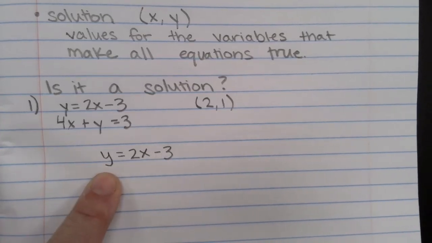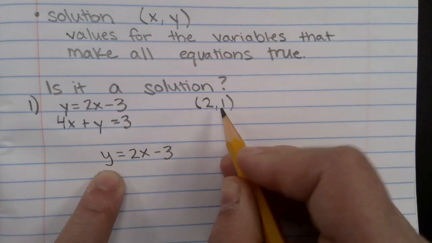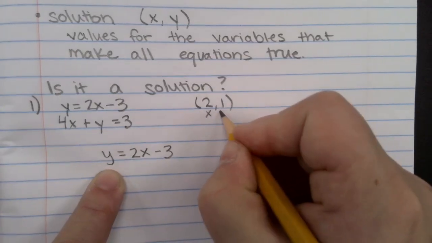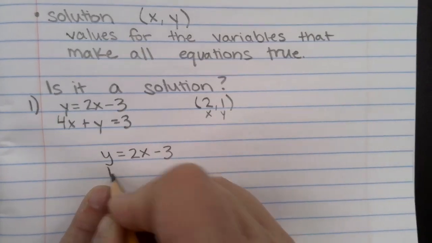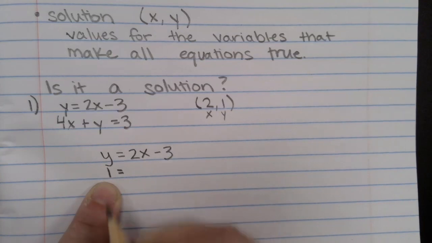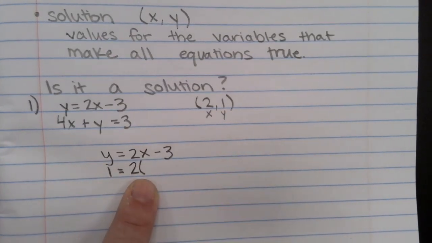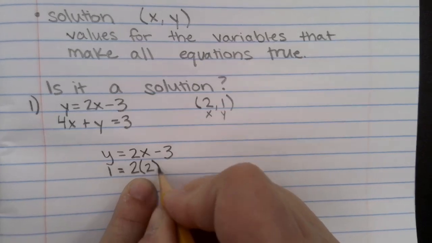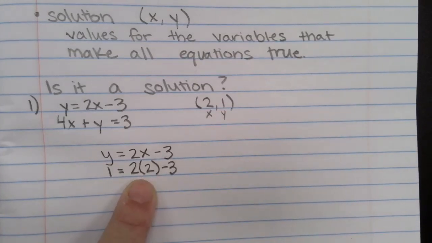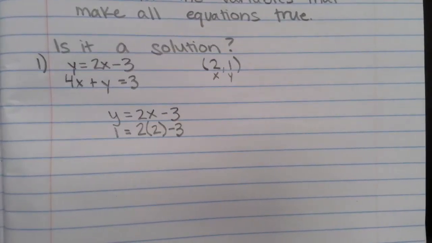What's going to go in for my y? 1. Because up here I have my x and I have my y. So for the y, we're going to put in 1 equals 2, parenthesis, 2, minus 3. Our x is 2 there. And we're going to see if that is true, false, or open. It can't be open because we have numbers. So we need to see if it's true or false.